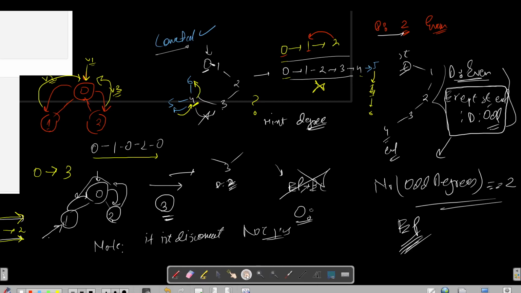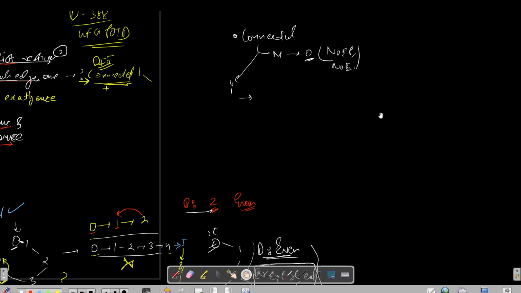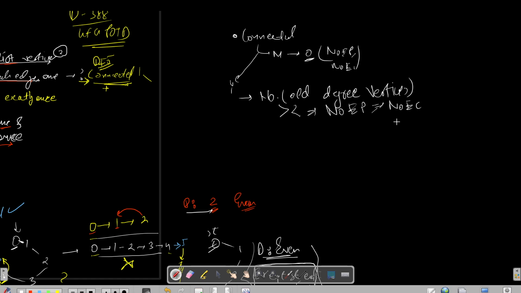Okay, so let us go back to the flow and start writing it. So is it connected? If it is no, definitely I will say no, that's not possible. And if it is yes, then I will check the number of odd degree vertices. If it is greater than 2, then definitely I will say no Euclidean path. And since no Euclidean path, this implies no Euclidean circuit, and in this case also I would say return 0.